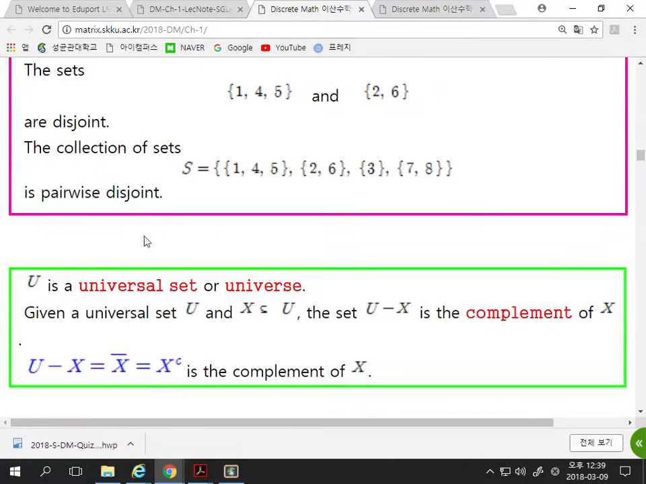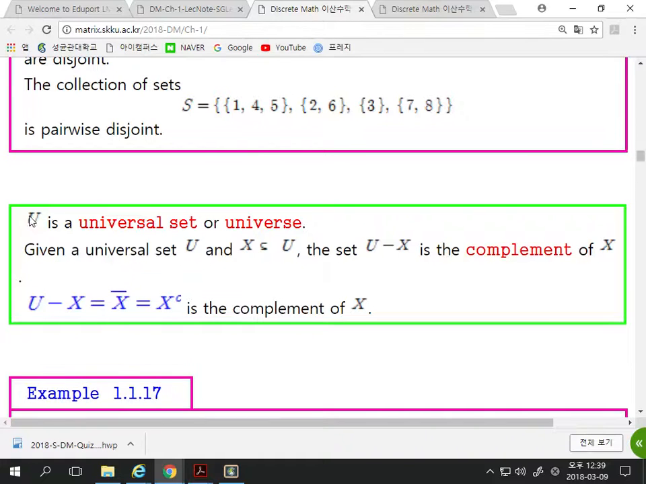Example next. Here is an example. We have S with 4 elements here, and each pair is disjoint. So this set S, the collection of sets, is pairwise disjoint.